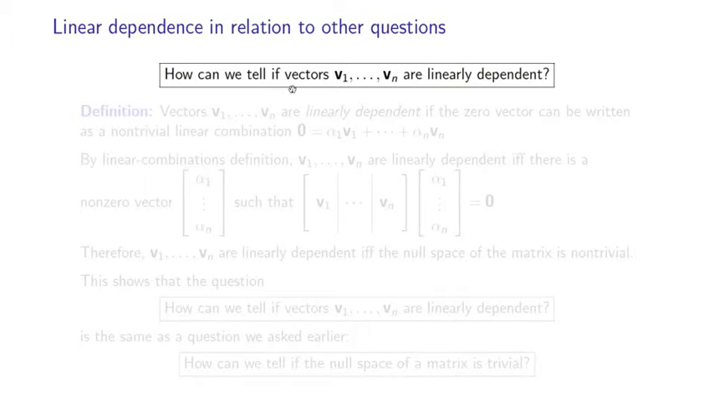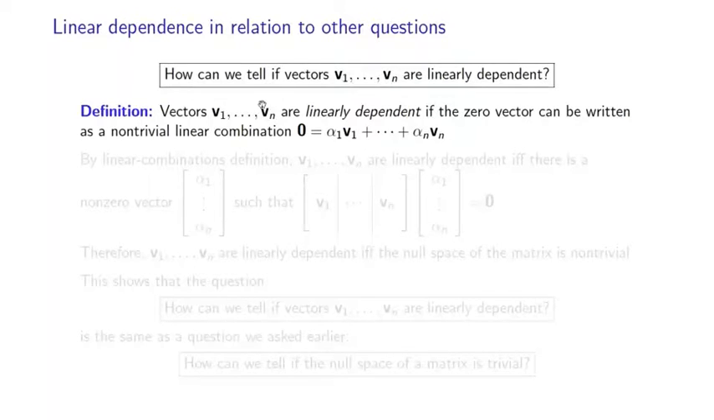How can we tell if vectors v1 through vn are linearly dependent? We're not yet in a position to answer that question, but we can relate it to other questions we've already asked. Recall the definition. Vectors v1 through vn are linearly dependent if the 0 vector can be written as a non-trivial linear combination of v1 through vn.